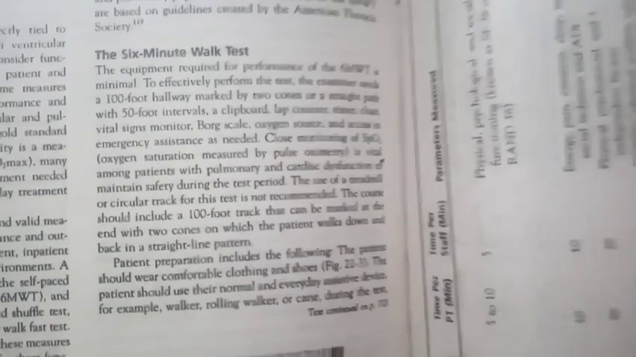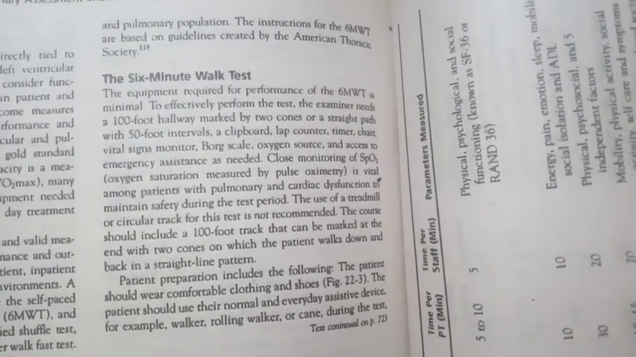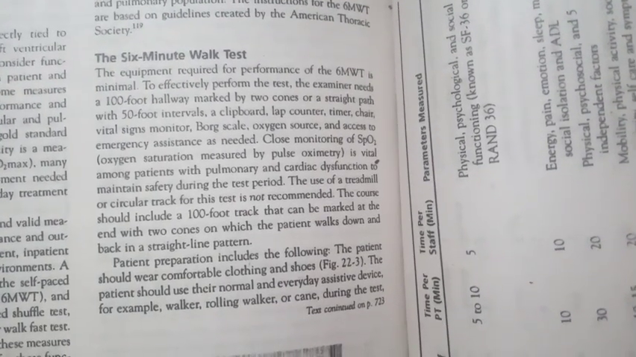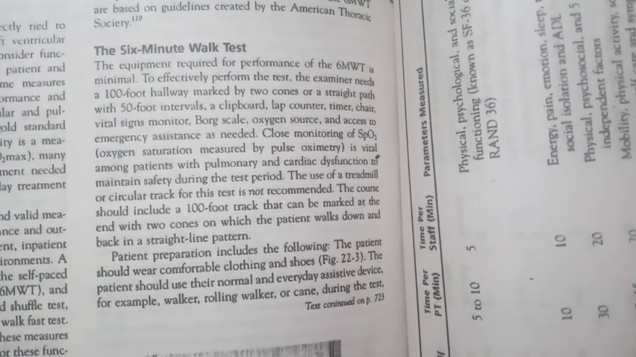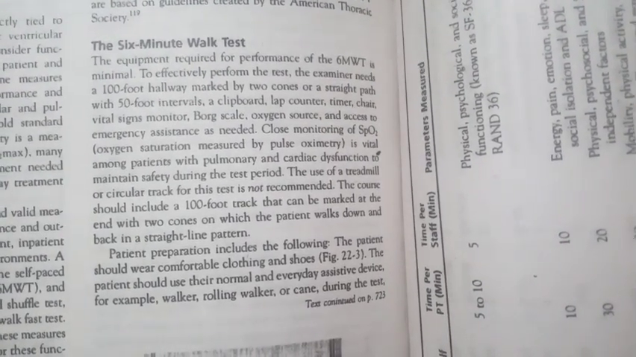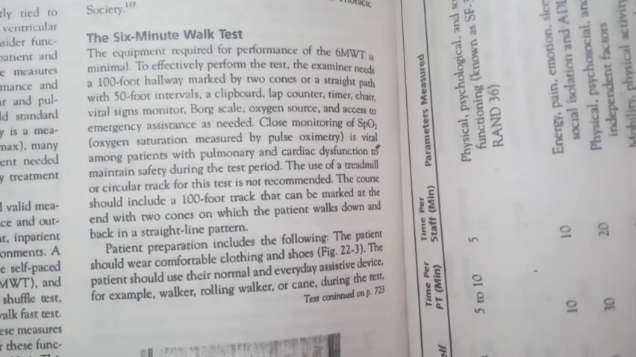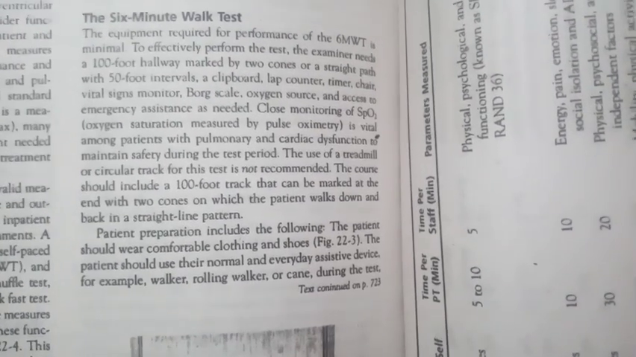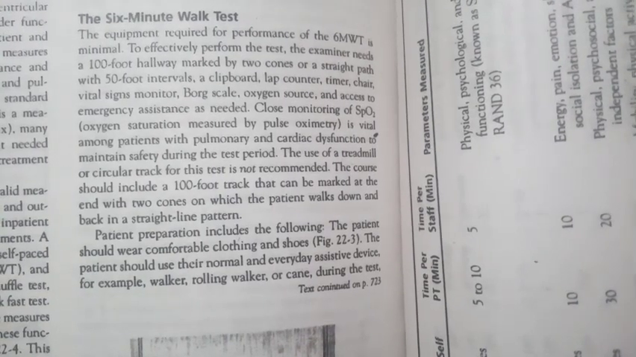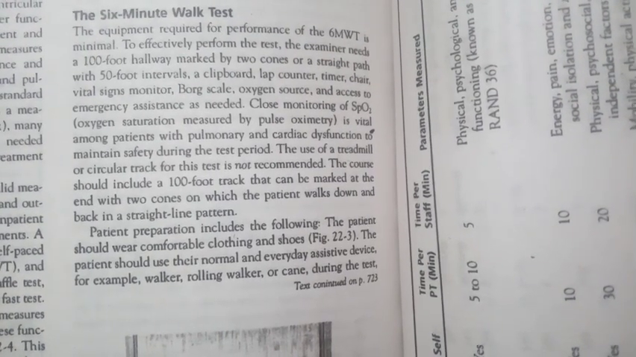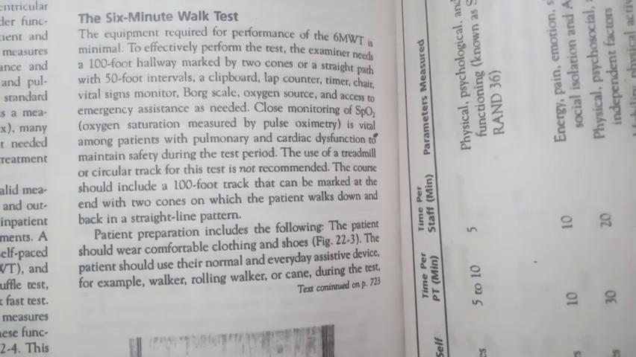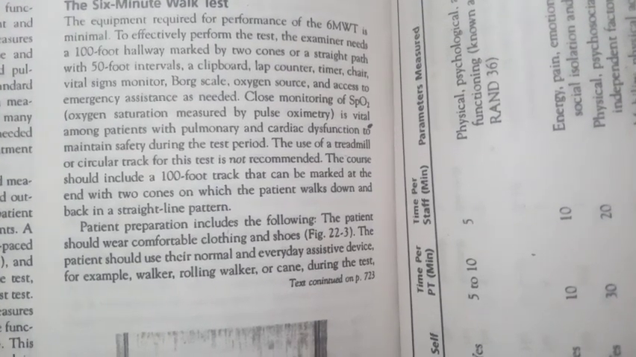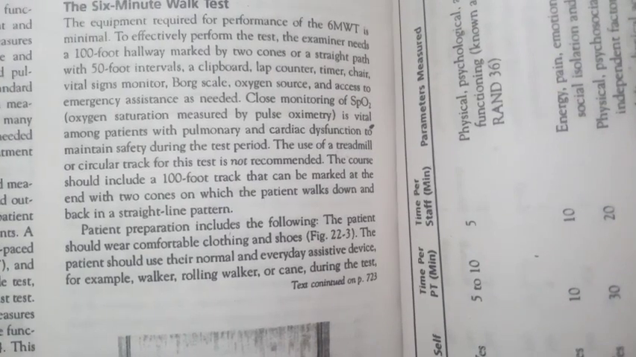Now we will talk about the 6-minute walk test. The equipment required for performance of the 6-minute walk test is minimal. To effectively perform the test, the examiner needs a 100-foot course marked halfway, with 2 cones, a straight path with a 50-foot interval, a clipboard, lap counter, timer, chair, vital sign monitor, box scale, oxygen source, and access to emergency assistance as needed. Close monitoring of SpO2 is vital among patients with pulmonary and cardiac dysfunction to maintain safety during the test period. The use of a treadmill or circle track for the test is not recommended.